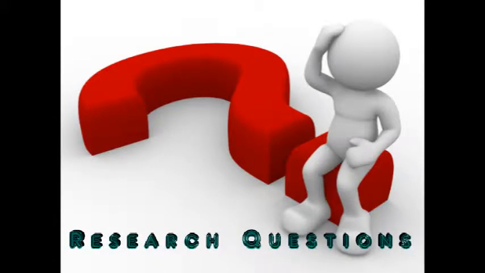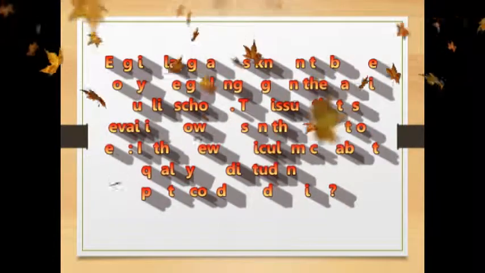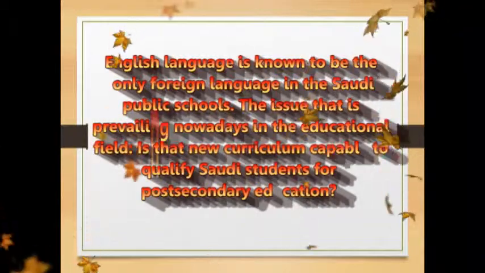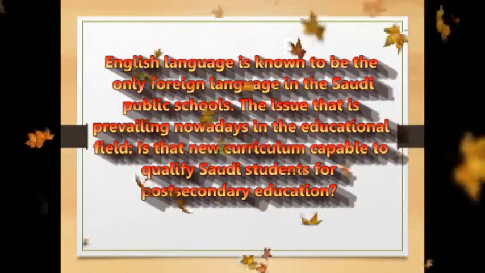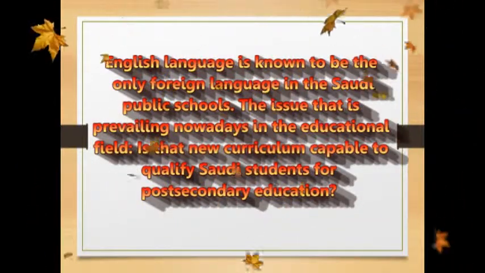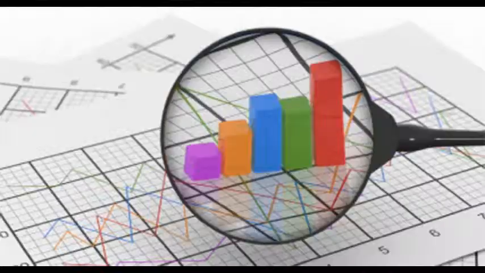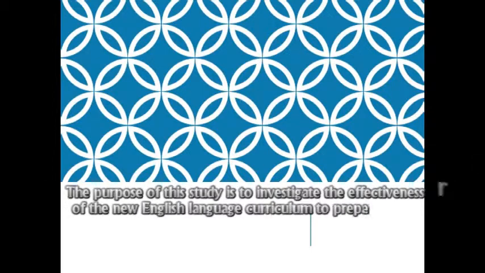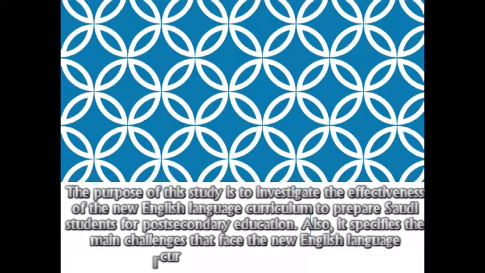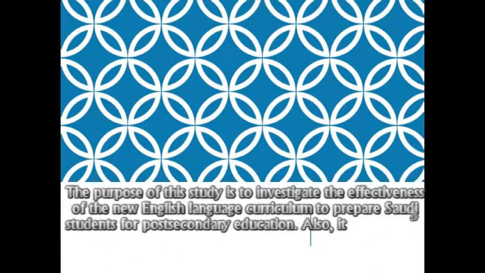Research questions. English language is known to be the only foreign language in Saudi public schools. The issue that is prevailing nowadays in the educational field is whether the new curriculum is capable of qualifying Saudi students for post-secondary education. The purpose of this study is to investigate the effectiveness of the new English language curriculum to prepare Saudi students for post-secondary education. Also, it specifies the main challenges that face the new English language curriculum implementation.